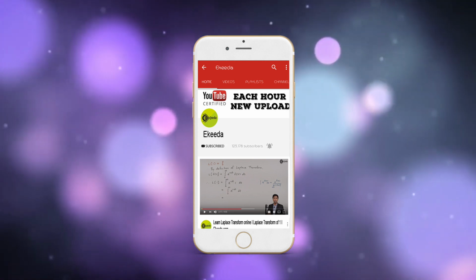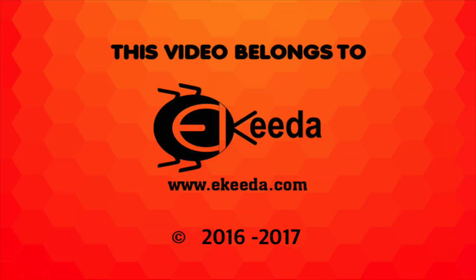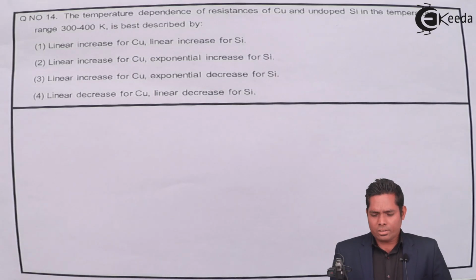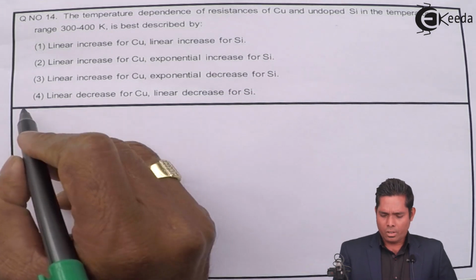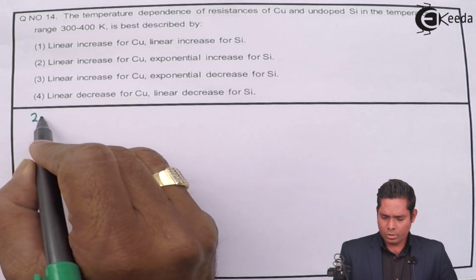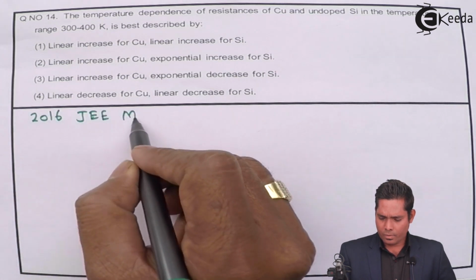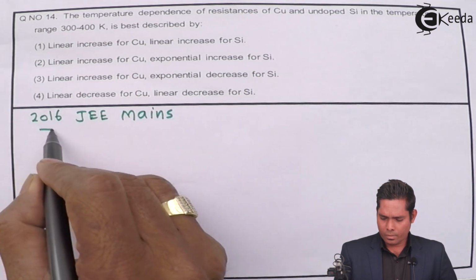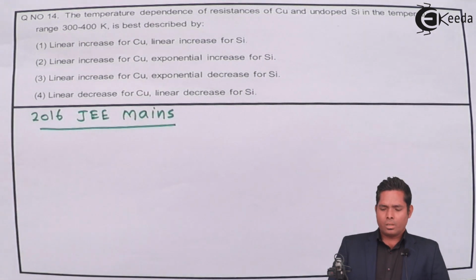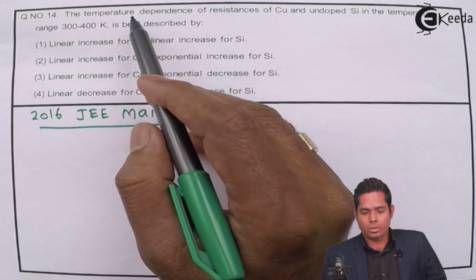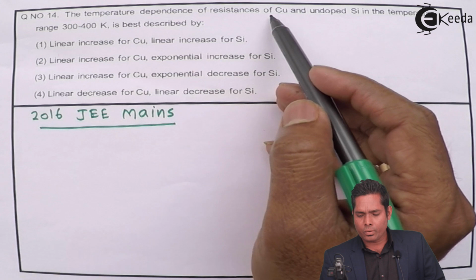Hello students, let us solve question number 14 of JEE Mains paper 2016. Now the question is about the temperature dependence of resistance of copper.